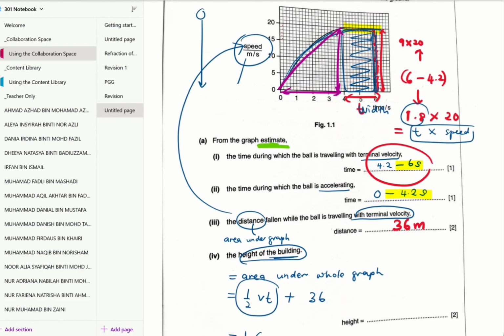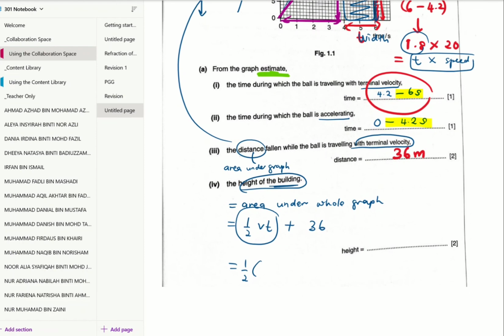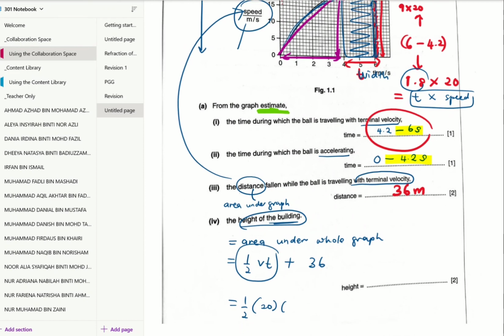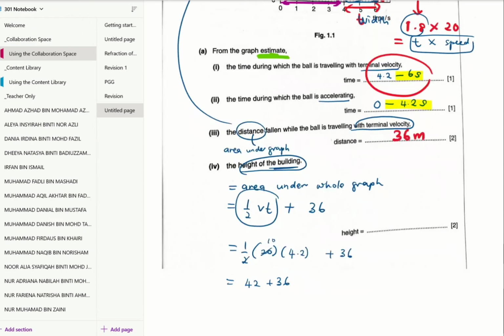plus 36. Where do you get 36? From the ones that we calculated just now. We already calculated that 36. So just use the calculator and we just add them up. We get 78. This is height, so 78 meters. Don't forget to write meters, the unit. Okay, so that's easy.